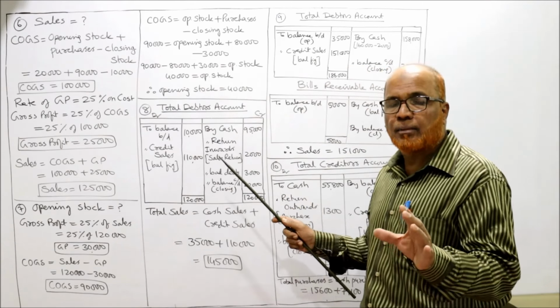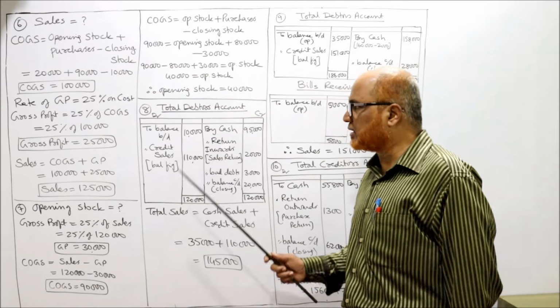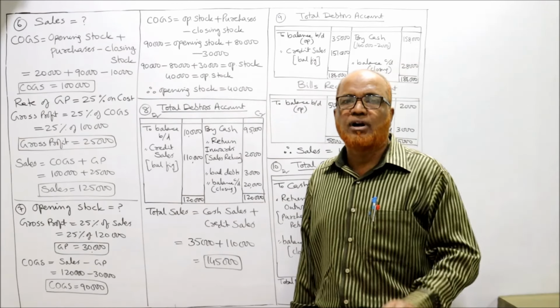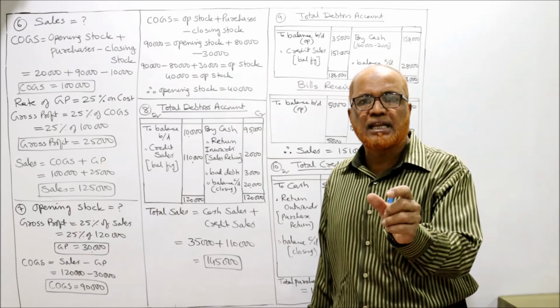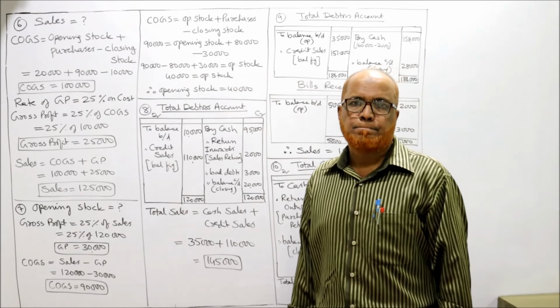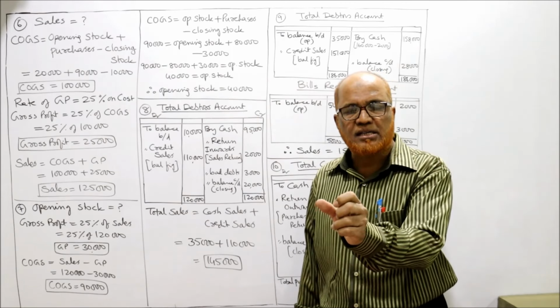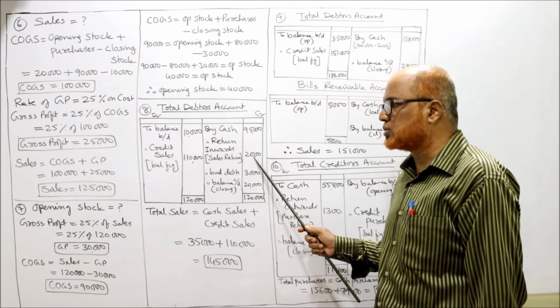So you have to remember the entries. What are the journal entries? When cash is received, cash account debtor to debtors. Similarly, return inward. Return inward का मतलब sales return. The entry for sales return is sales return account debtor to debtors. तो debtors को credit करो by return inward, sales return 2,000.